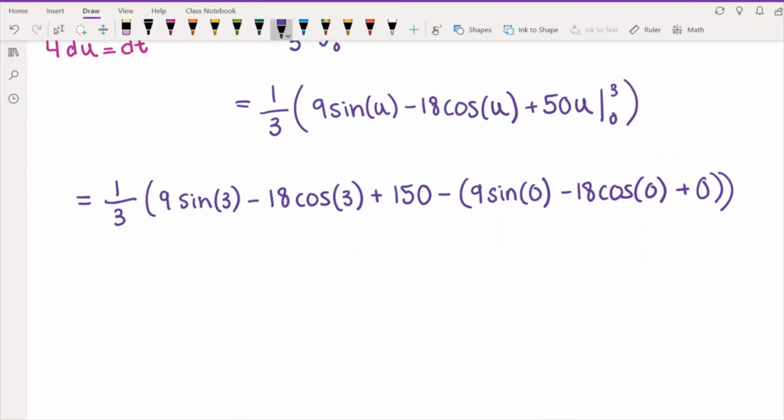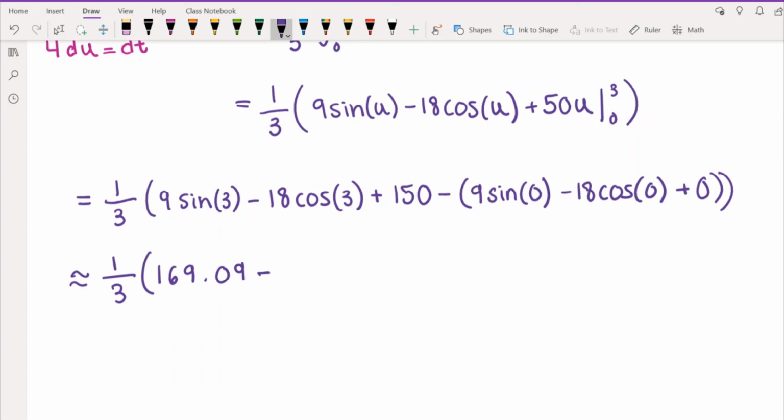Okay, so I'm going to type some of this stuff into a calculator. So I'm just going to type in all at once 9 times sine of 3 minus 18 times cosine of 3 plus 150 so that I'm not rounding more than I have to. So 9 times sine of 3 minus 18 times cosine of 3 plus 150 is equal to 169.09 approximately. I'll put in an approximate.